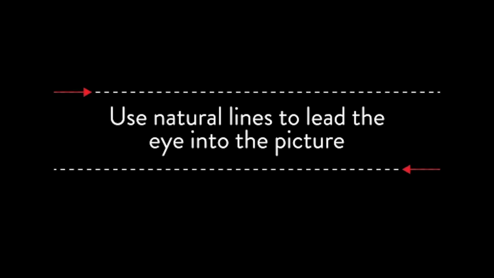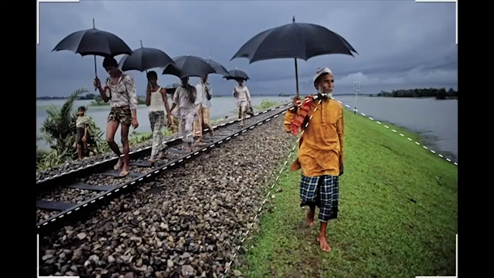The next is leading lines, and that is using natural lines to lead the viewer's eye to the subject of the picture. So here we have leading lines created by the train tracks, by the change in color and texture from the rocks to the grass and the grass to the water, and all of those lines lead to the subject, which is this gentleman here.